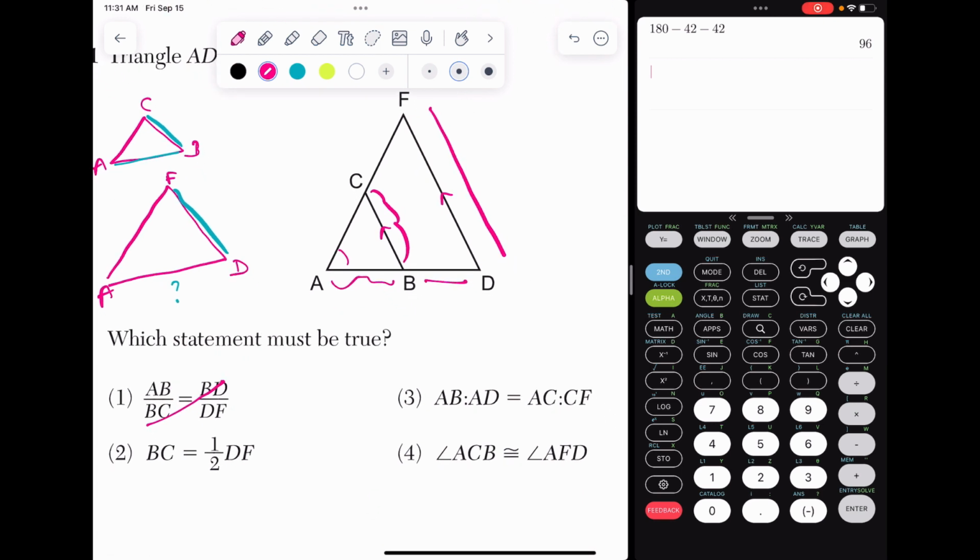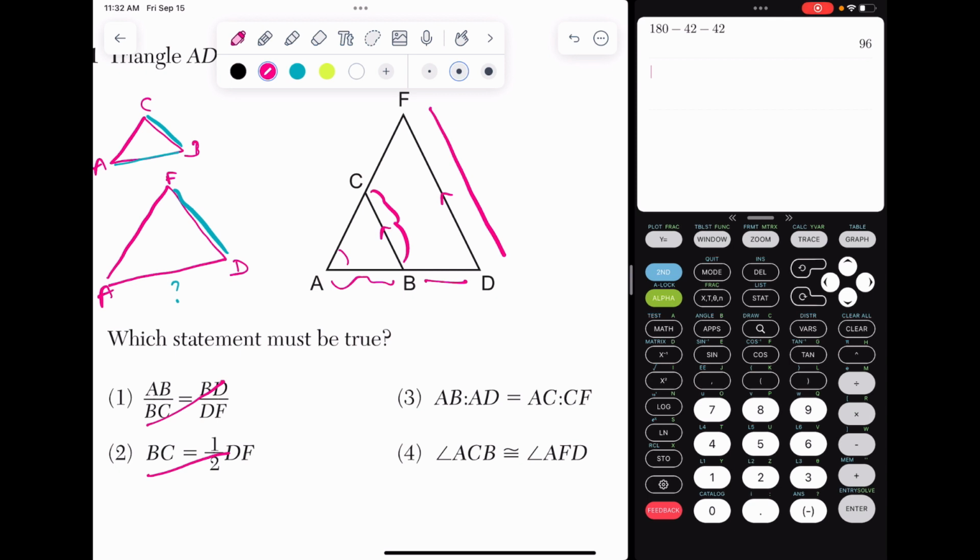Choice 2 says, is BC half of DF? I don't necessarily know that that is going to be the case here. So, maybe it looks it, but I don't know anything about the scale factor being 2. If I knew B and C were midpoints, that would change things, but I don't know that here, so I'm going to cross off 2.